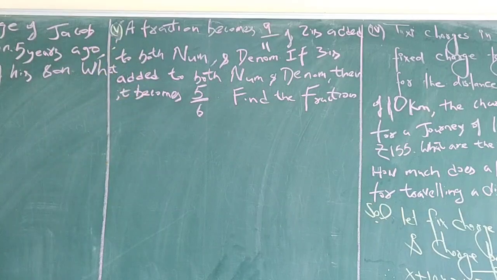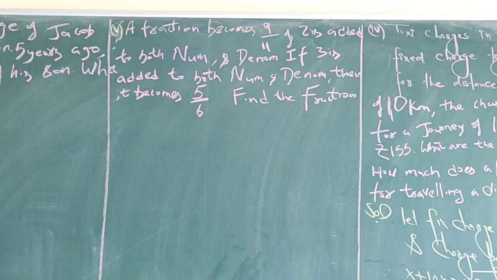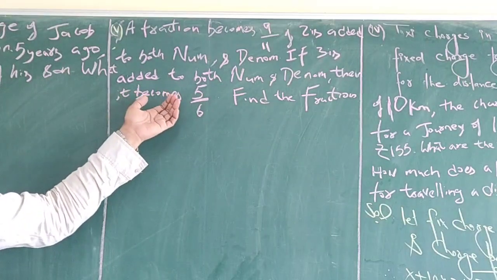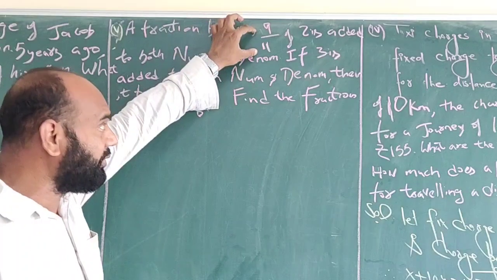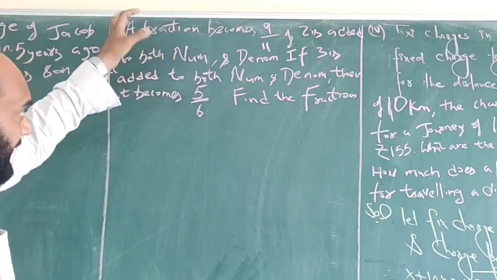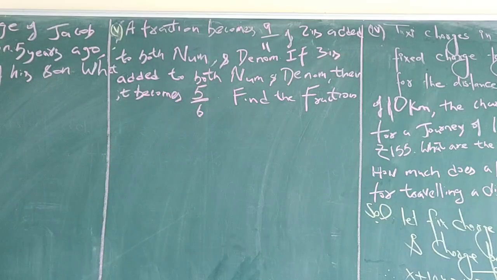Now the fifth part of this question: a fraction becomes 9/11 when 2 is added to both numerator and denominator, and when 3 is added to both numerator and denominator, then it becomes 5/6. Then find the fraction. In this question, it is given that when 2 is added to both numerator and denominator of a fraction, it becomes 9/11, and when 3 is added, it becomes 5/6.